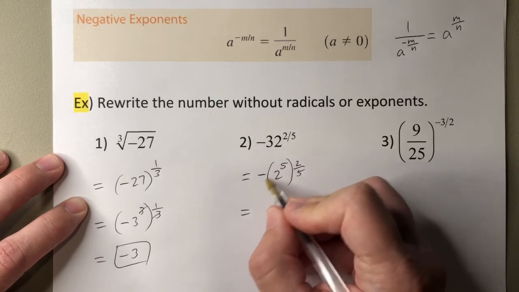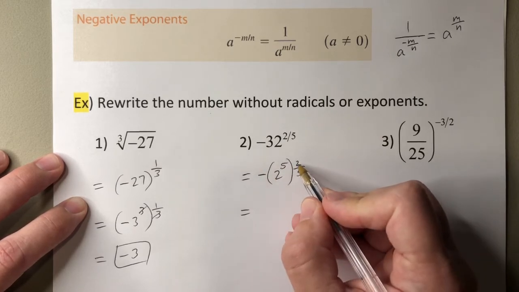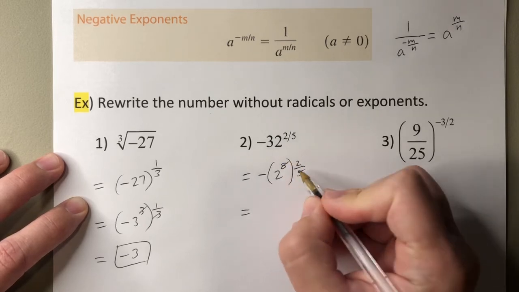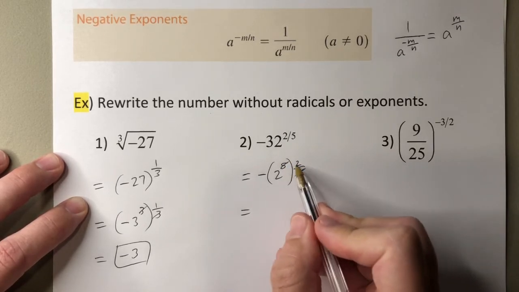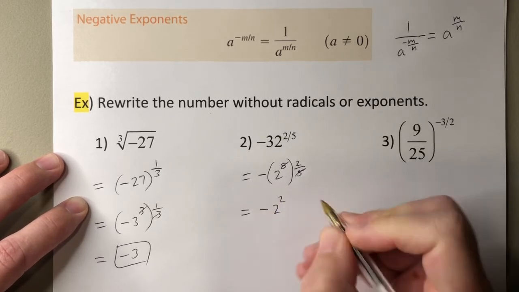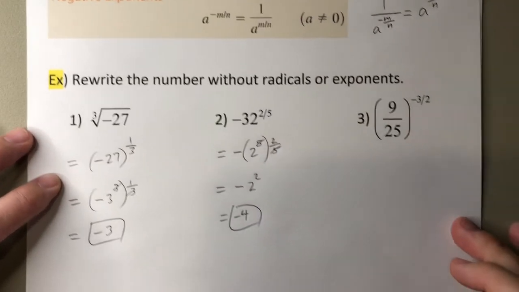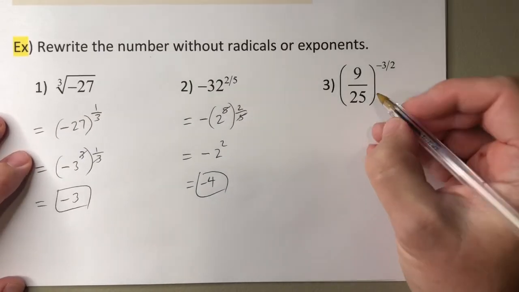Exponents go before multiplication. This really means negative 1 times 2 to the 5th to the 2/5. So this can cancel because a power of a power, you multiply. And the negative stays in front. You get negative 2 squared, which is the same as negative 4. Finished with that one. All right, number 3.